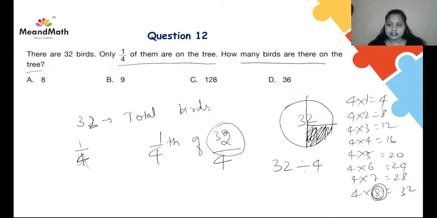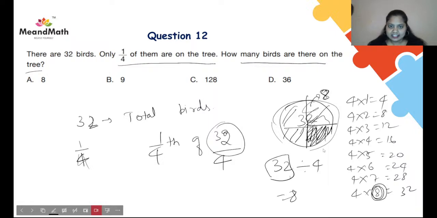So 8. We can see that if you are dividing 32 by 4, if you are dividing 32 into 4 equal pieces, each piece or each part is 8. That is, 1/4 of this 32 is 8.